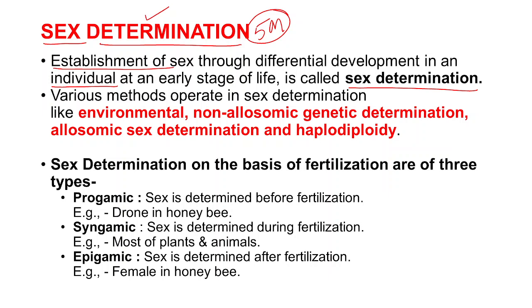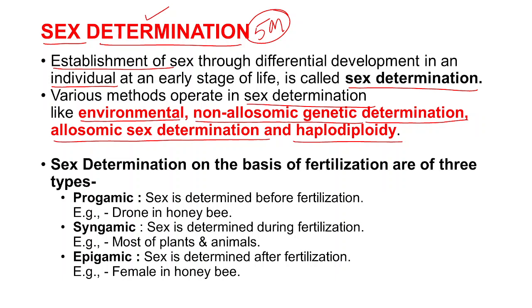Okay, it is called as what? Sex determination. Next one, various methods operate in sex determination. That means to determine a particular individual's sex, there are different methods. They are: first, environmental sex determination; second, non-allosomic genetic determination; third, allosomic sex determination; and haplodiploidy sex determination. Let us go through the different types one by one.